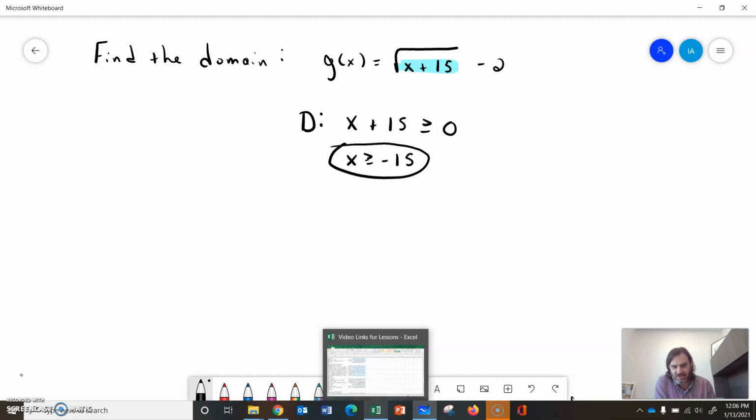Another way to write that would be bracket negative 15 to infinity parentheses, because these would be the numbers greater than or equal to negative 15. So if we plug those into g, we should get a real number back.